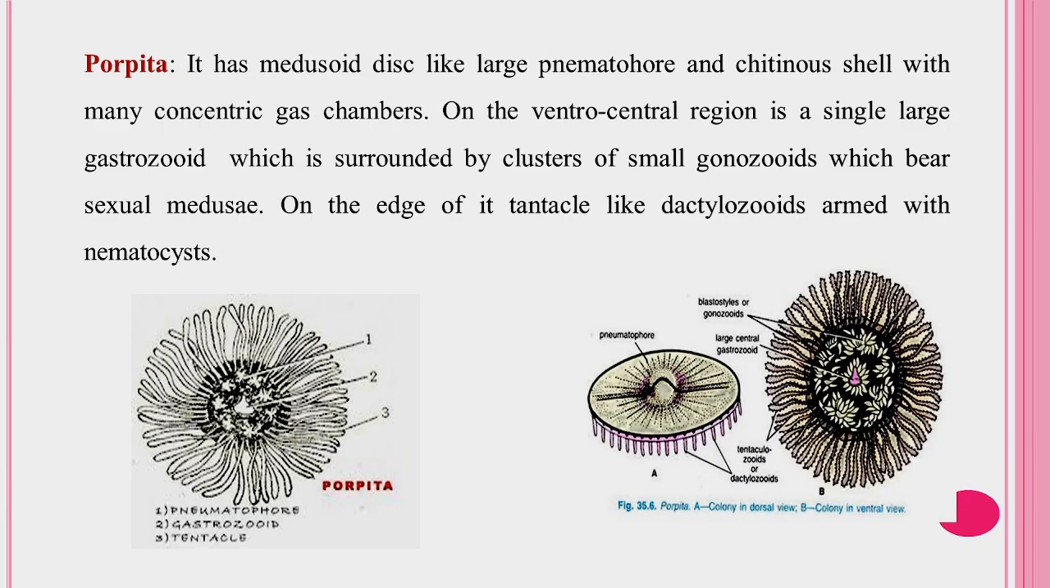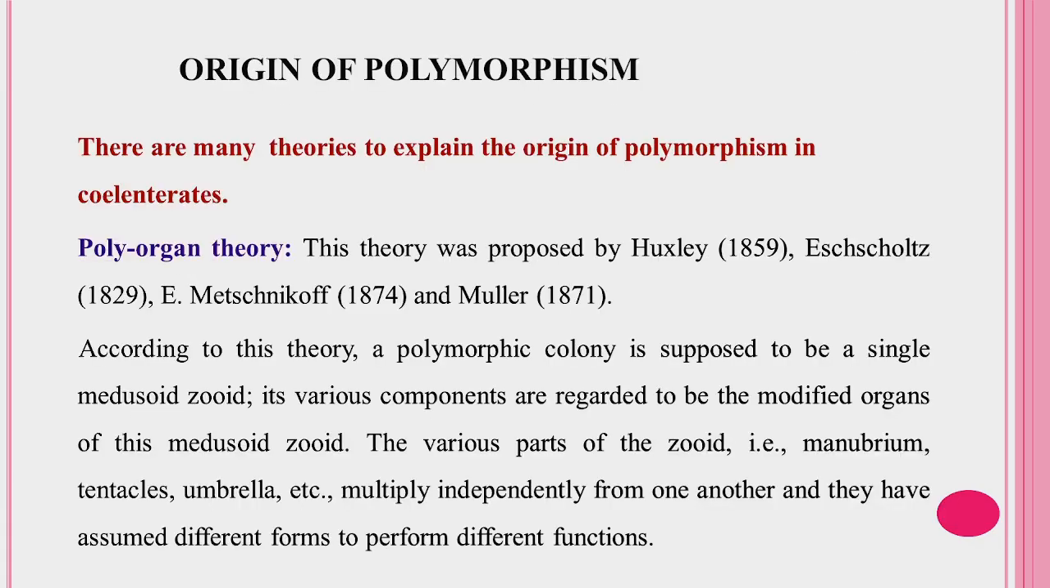The third example is Porpita. Here, the medusoid disc is very large, with a chitinous shell and many concentric gas chambers. In the ventrocentral region is a single large gonozooid, surrounded by clusters of small zooids which bear sexual medusae. On the edge of the disc are tentacles like the dactylozooids, armed with batteries of nematocysts, and they perform the function of defense.